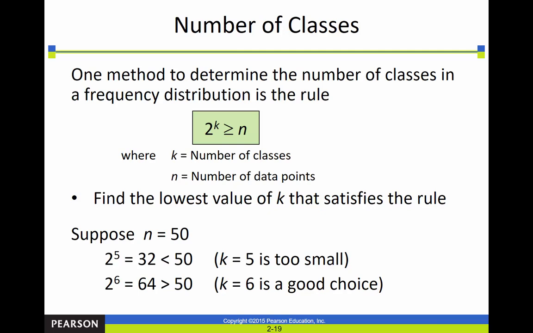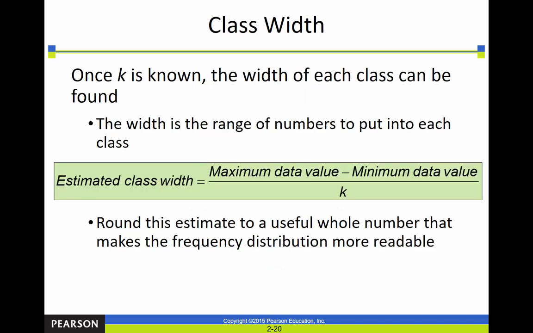If we do 2 to the k equals n, when k equals 5, that's less than 50, so that doesn't satisfy the rule. But when k equals 6, that equals 64, and that is greater than 50. So the lowest value of k that satisfies the rule, in this case 6, that's the number of classes we should divide our information up into. Once we know the k, or the number of classes we're going to have, we can figure out the range of each by taking the maximum data value minus the minimum data value and dividing it by k.